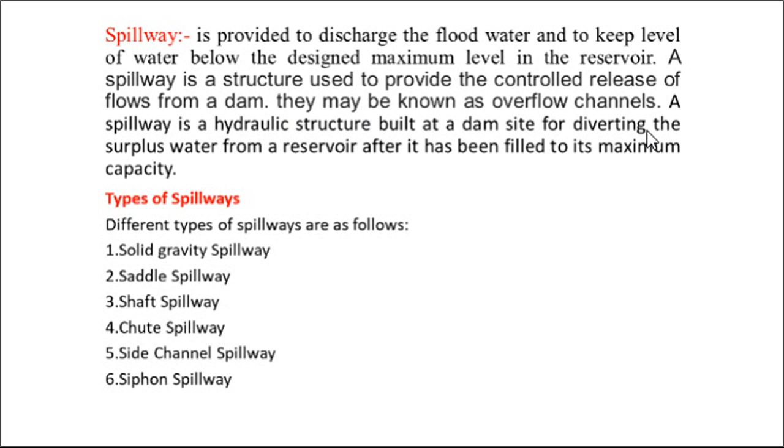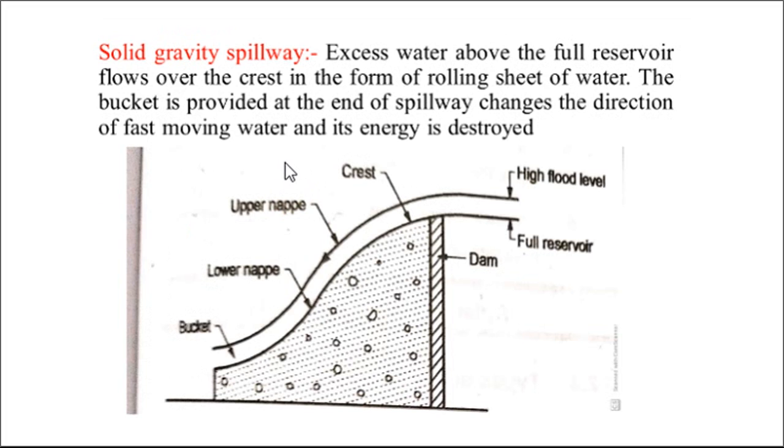So whatever water overflows above the design maximum level will flow through the spillway. There are different types of spillway: solid gravity, saddle, shaft, chute, side channel, and siphon. We'll see one by one. Solid gravity spillway. This is the diagram of solid gravity spillway.